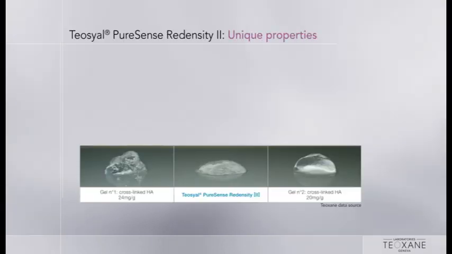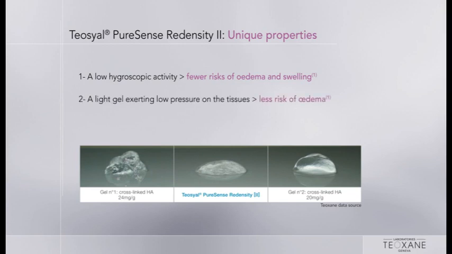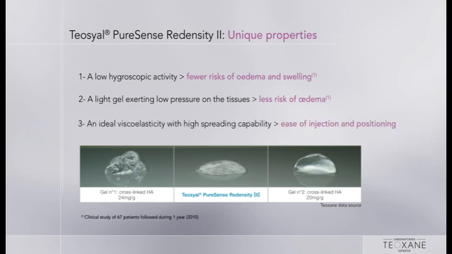Redensity 2 is a different gel, suitable for the correction of R circles, thanks to unique properties: a low hygroscopic activity, allowing fewer risks of edema and swelling; a light gel exerting low pressure on the tissues to obtain less risk of edema; and a needle viscoelasticity with high spreading capability, maximizing the ease of injection and positioning of the product.